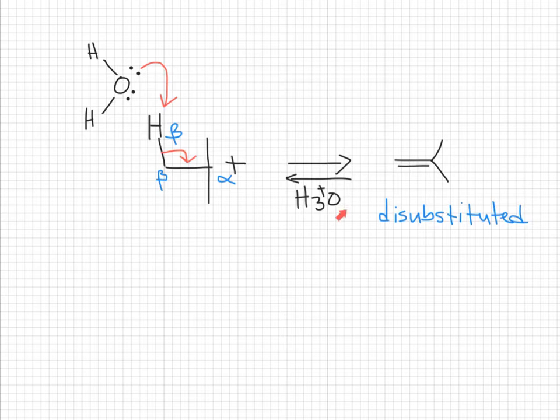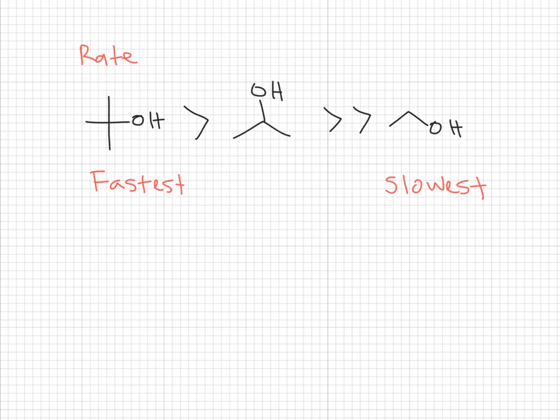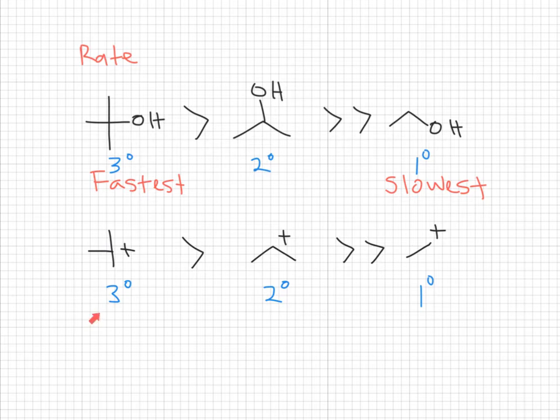It should be noted that this step is an equilibrium, and alkenes themselves can be hydrated. The consequence of this equilibrium is that thermodynamic product mixtures result. The relative rate of alcohol dehydration is dependent upon the carbocation stability. Consequently, tertiary alcohols react faster than secondary alcohols, which react much faster than primary alcohols.